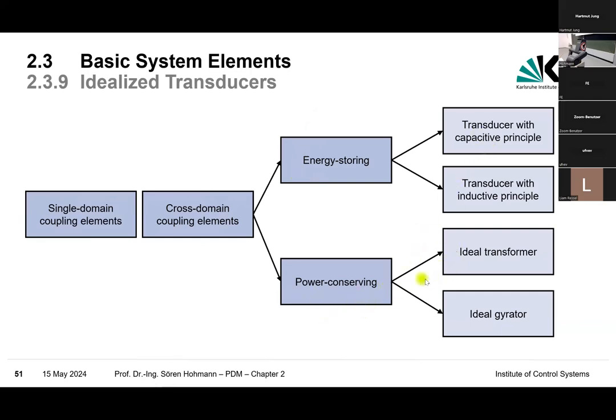the power conserving transformers and generators last time with the different coupling principles, meaning interchange of variables, or just the transformation of efforts into efforts and flows into flows in reciprocal manner. So this was our discussion last time, and today I will have a short introduction of energy storing transducers with capacitive principle and inductive principle. That's what we want to do.